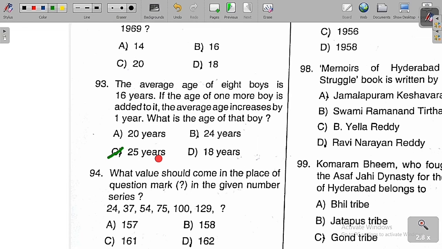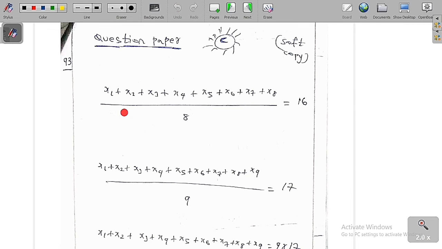So let's solve this numerical. In the question, it is given that the average age of 8 boys is 16 years. So let me assume there are 8 boys, x1, x2, x3, x4, x5, x6, x7 and x8. Average means x1 plus x2 plus x3 plus x4 plus x5 plus x6 plus x7 plus x8 by total number of boys, which is 8, is equal to 16.